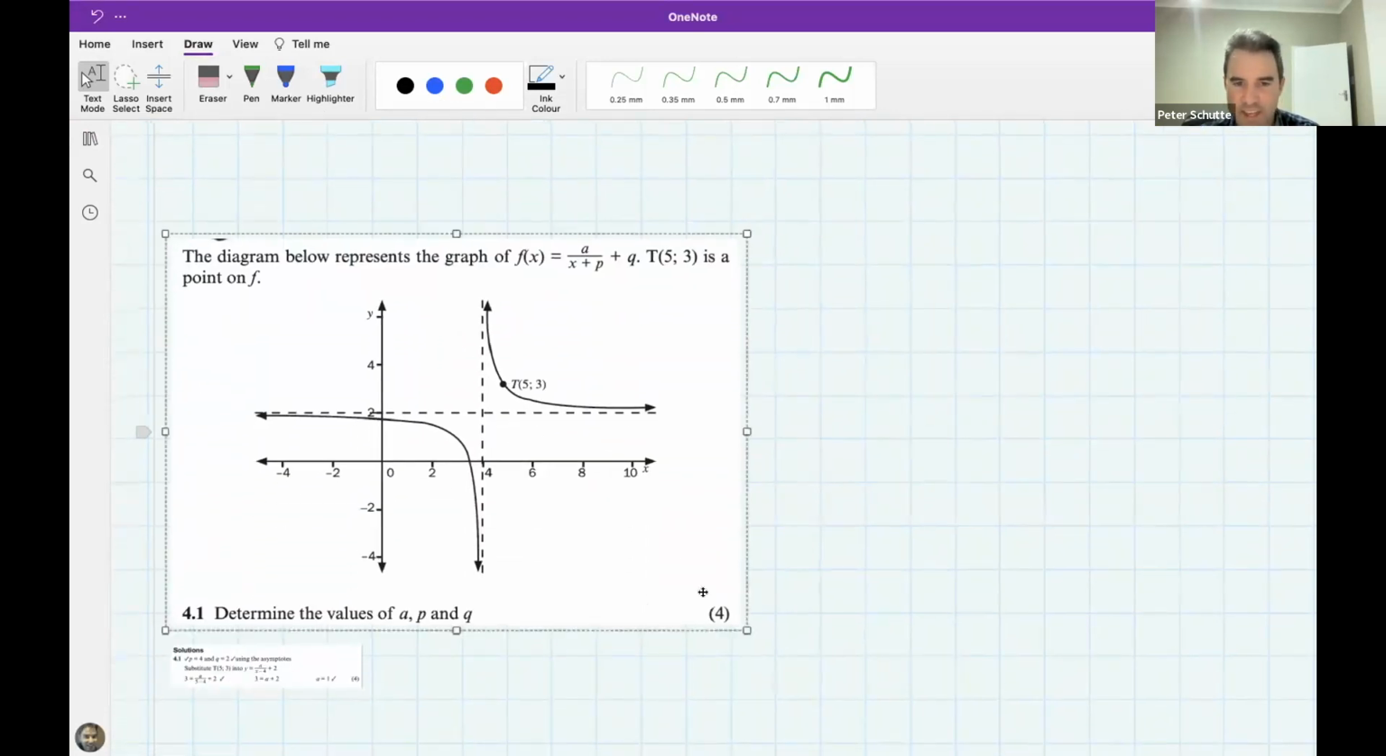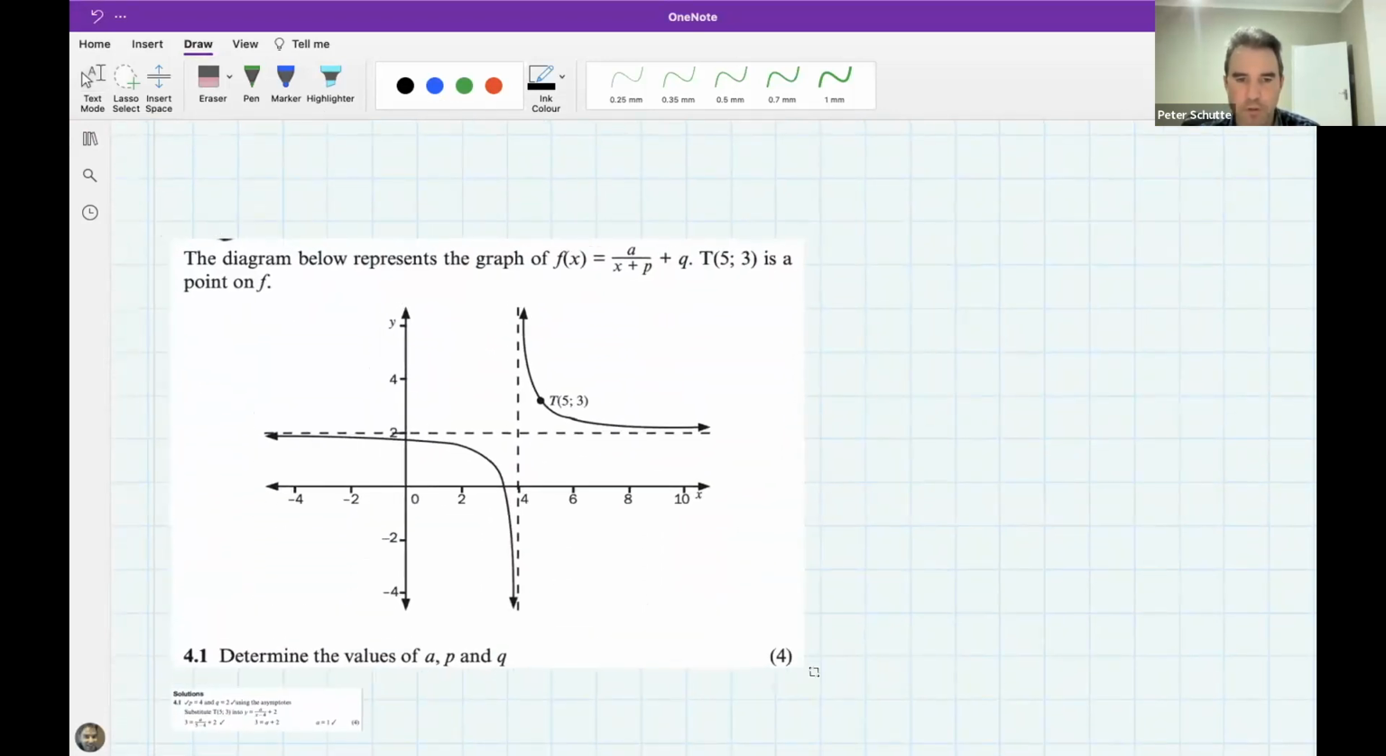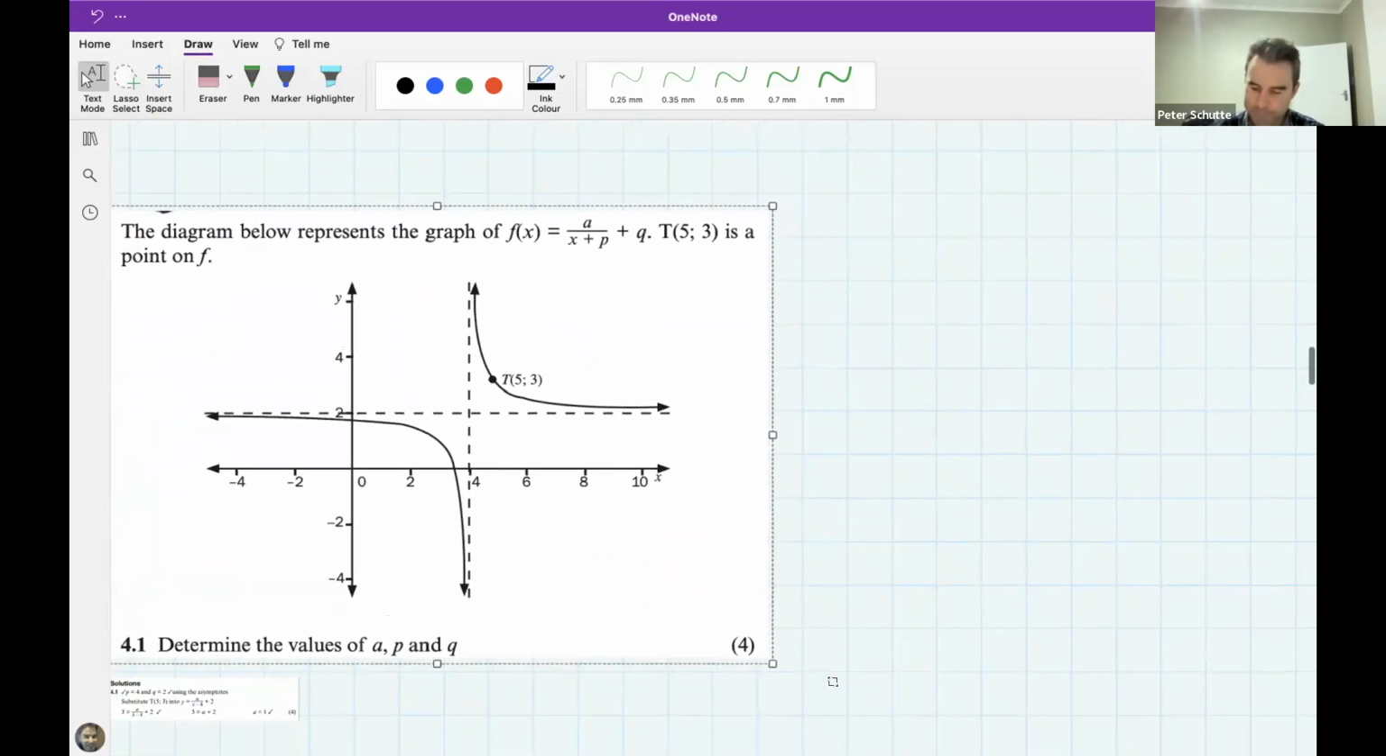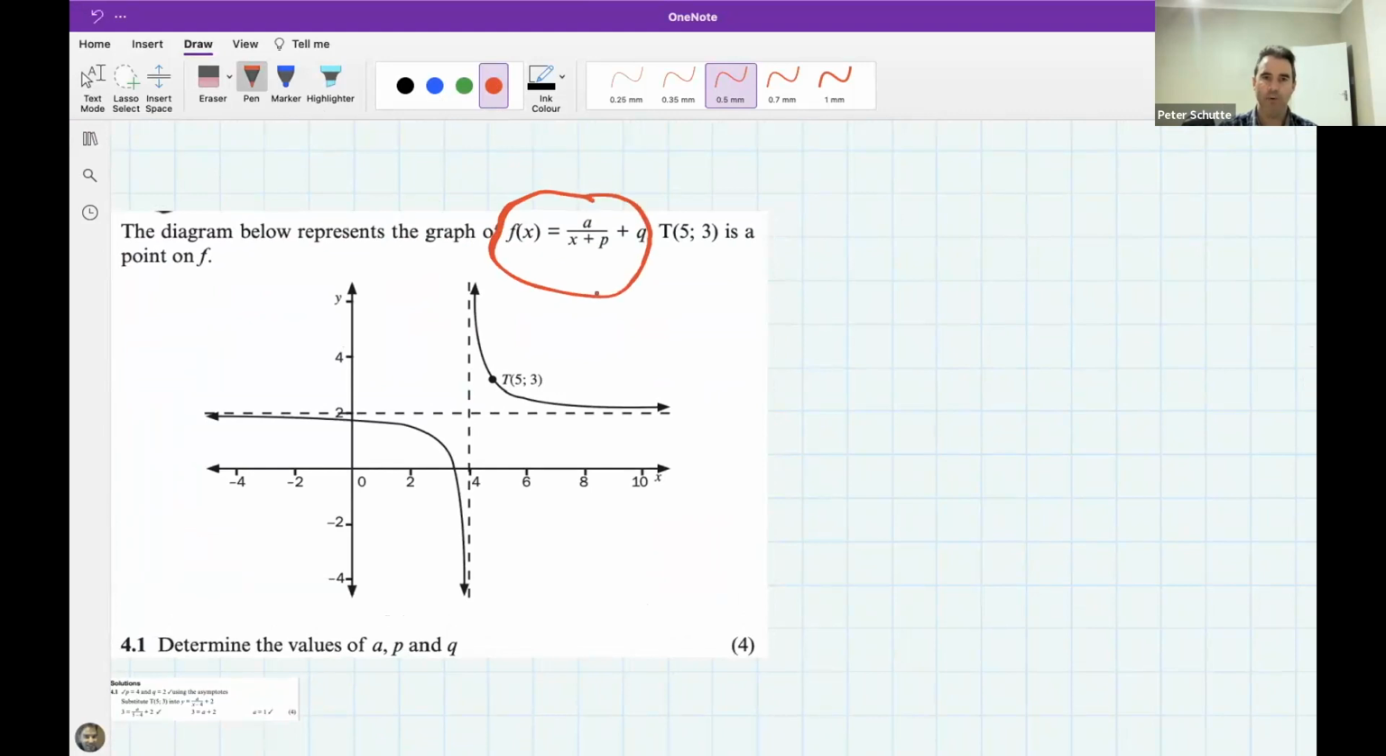Okay, here is a question for you. Here is a graph, and they say the graph is drawn below, and they give you the rough format of the graph. And they say that there's a point T, which is on the graph. Find the values of a, p, and q. So over to you to do that.